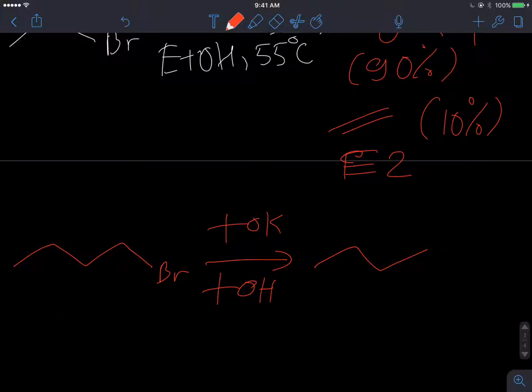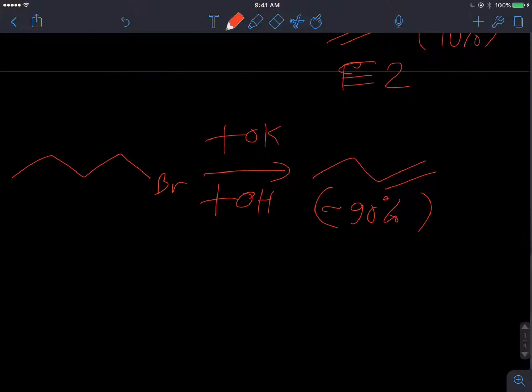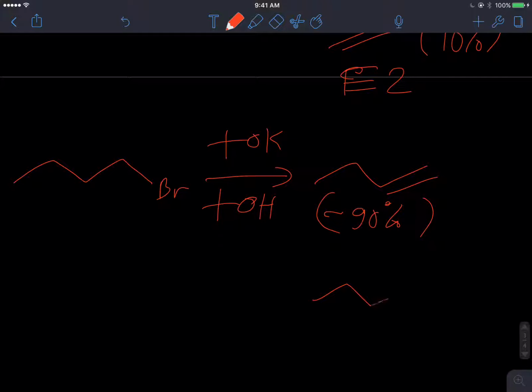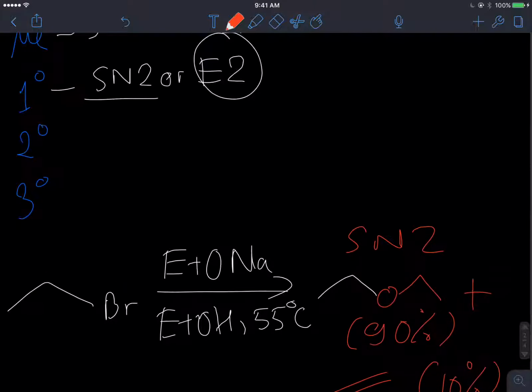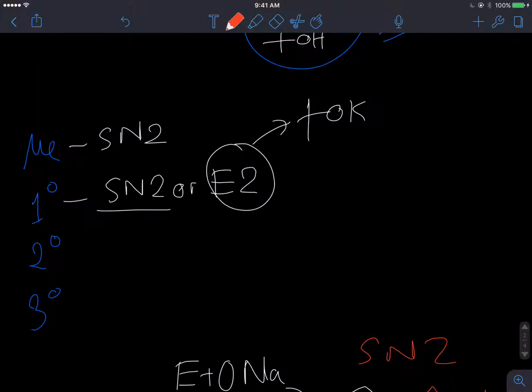SN2 still occurs, but it's only maybe 10% because of the butoxide. So this right here is around 90%, and 10% is a substitution reaction, like this. This is 10% for the SN2 reaction. But this is the major product. This is the minor product. Okay, that's for the primary reaction.